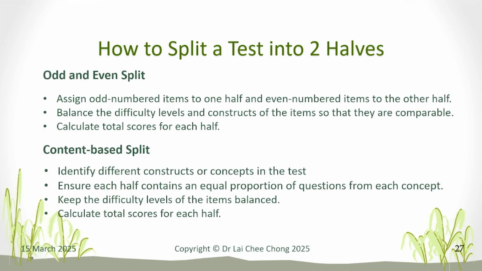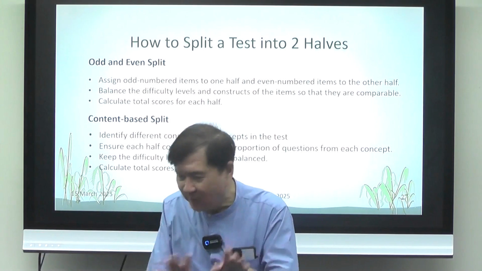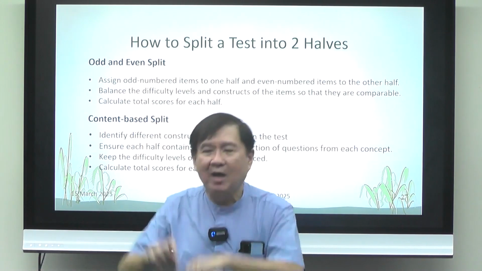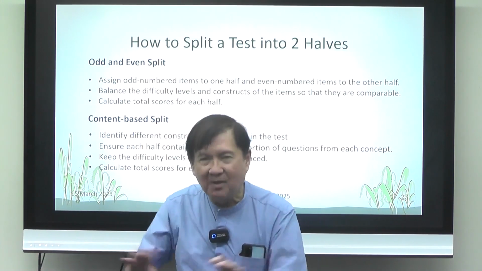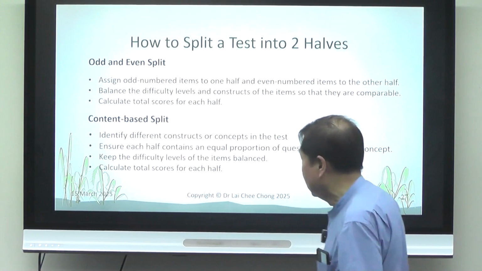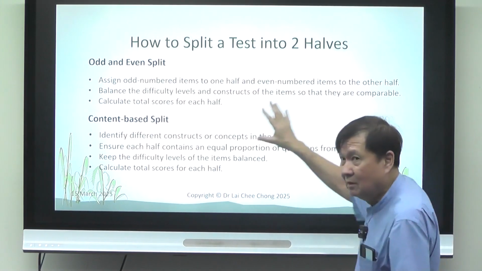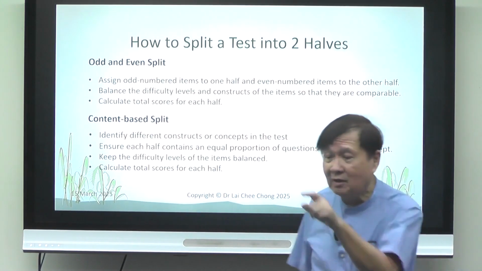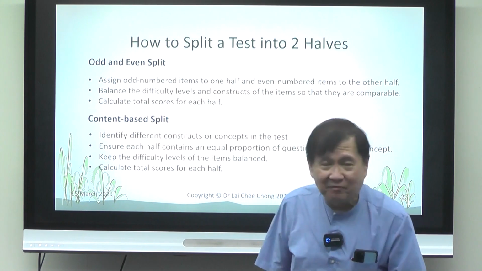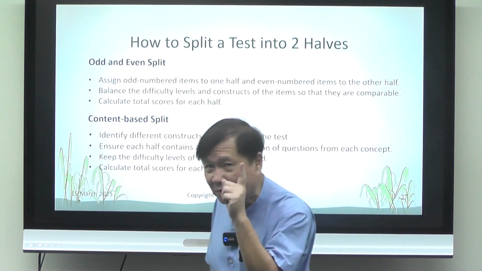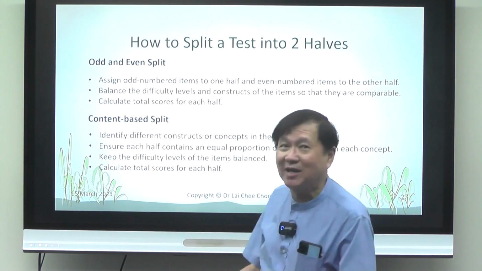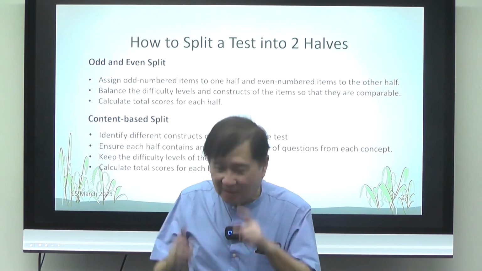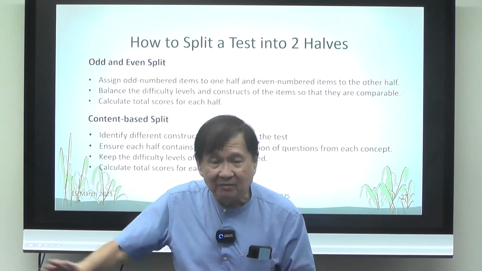And the construct of the items must be comparable on both sides. You can't have one side all algebra and one side all geometry. No, you split them out. Both sides must have algebra, and both must have geometry somehow. You split very carefully. So that is how you do it, odd and even. Don't put one type of question on one side only. It's not fair. Unless you design the questions with this in mind, then you can do it. But if not, you have to consciously divide them into odd and even, in other words.